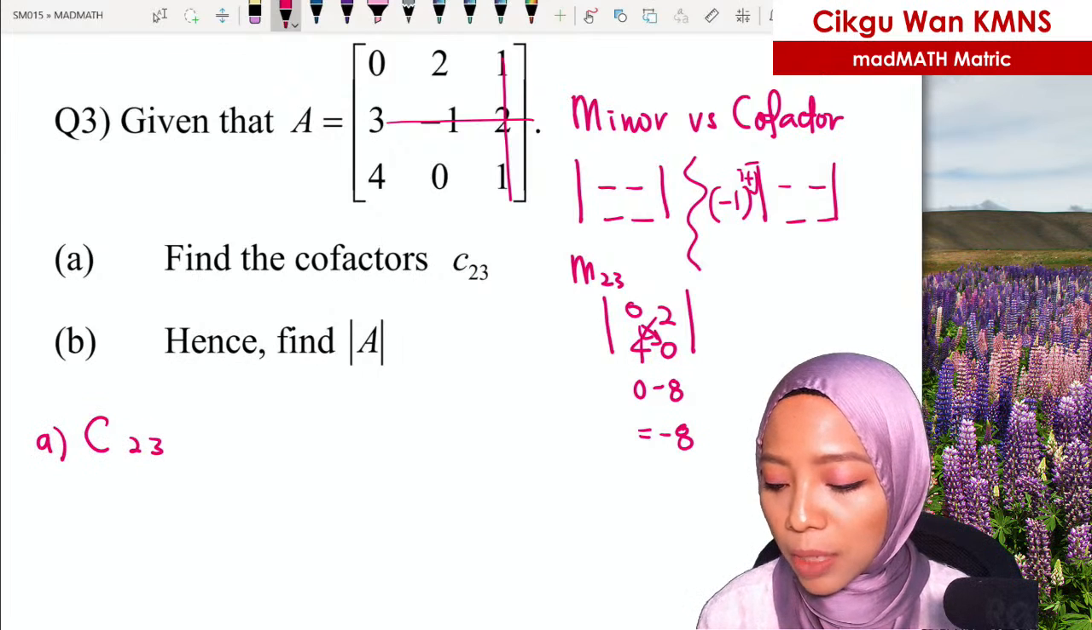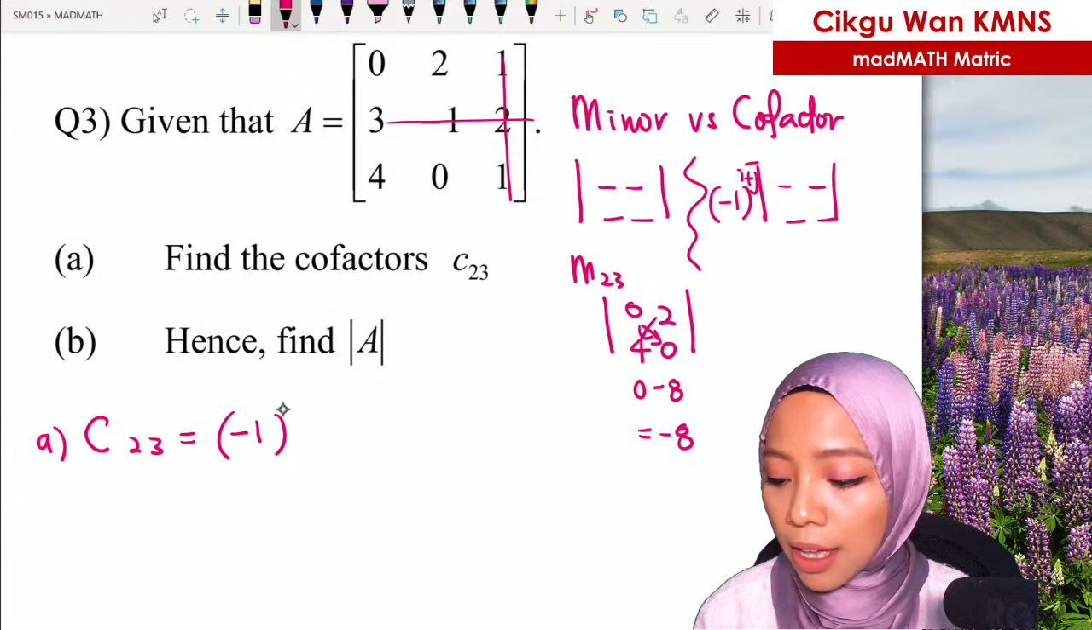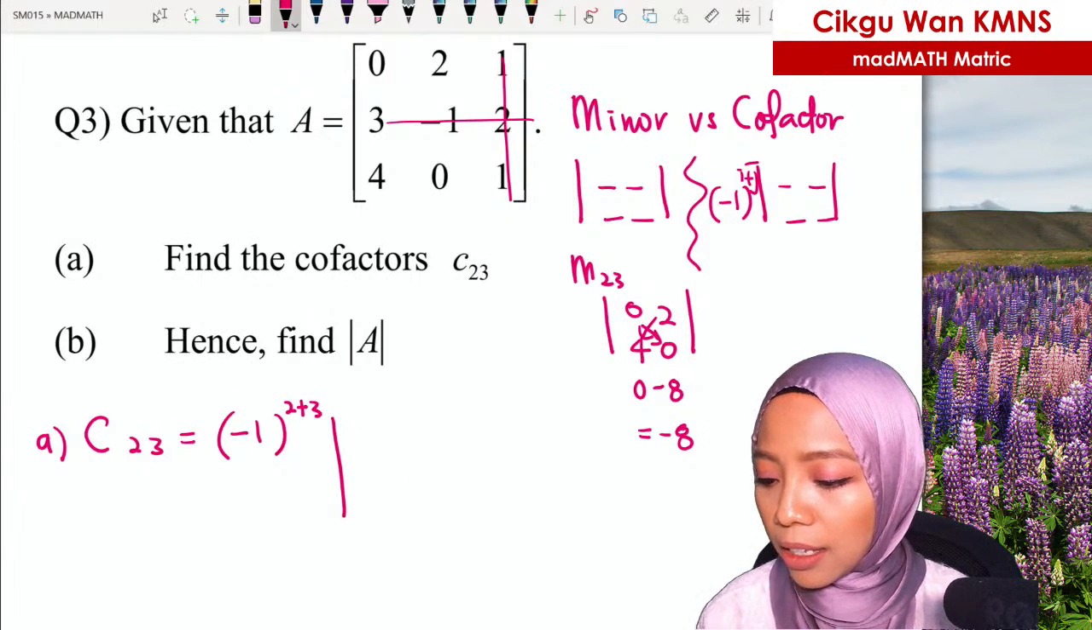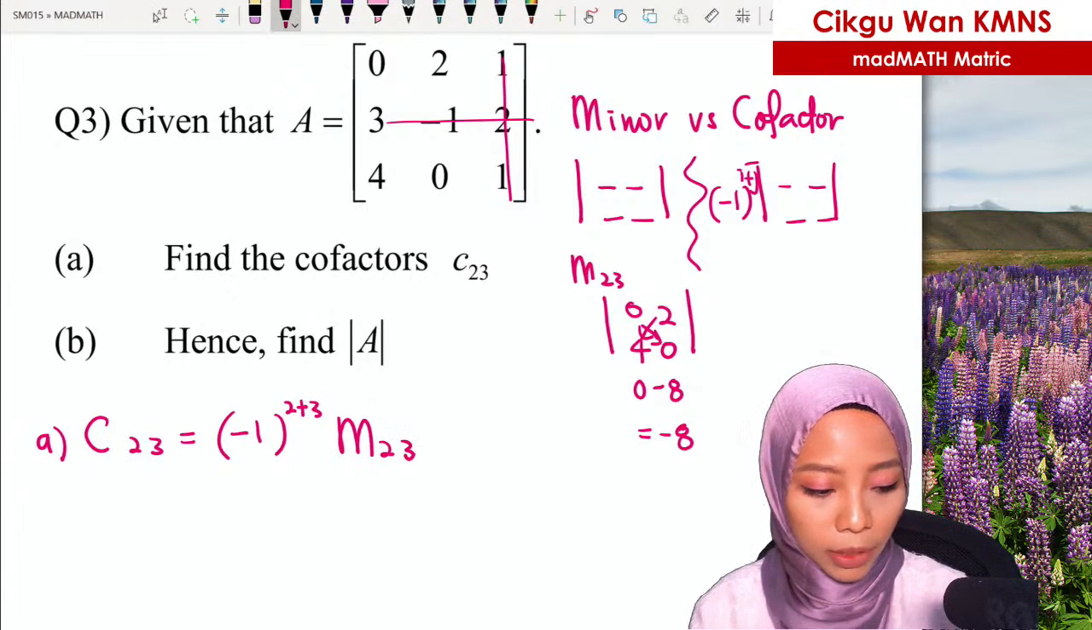Okay, so now I am answering question A. So, we're gonna write down -1 I plus J, which is 2 plus 3. And then the minor tadi ni. Sama ada you nak kira balik atau you masukkan sahaja ni nilai. Okay.